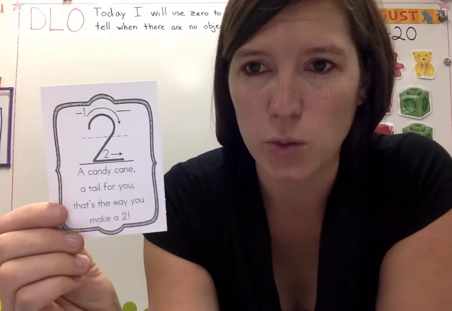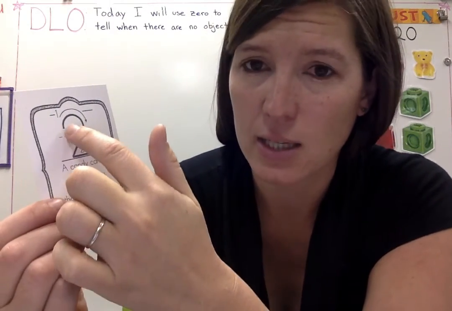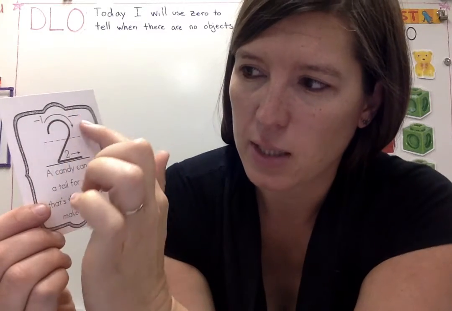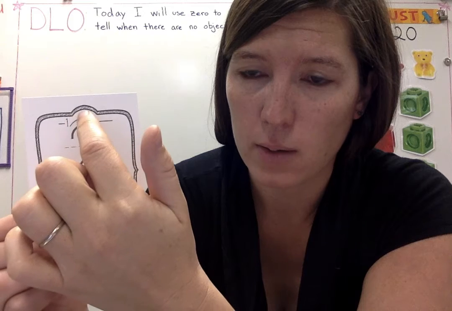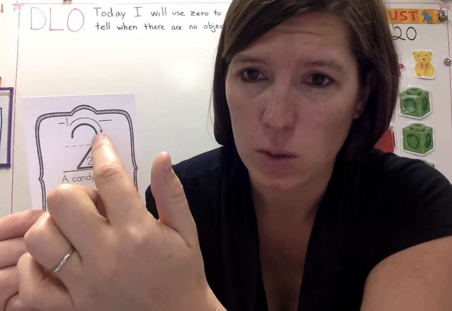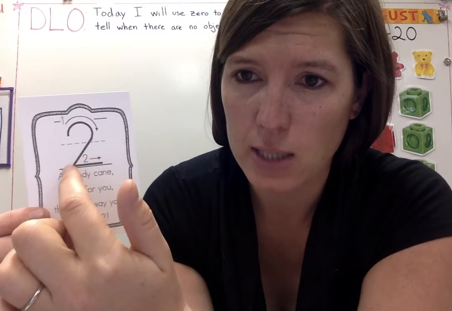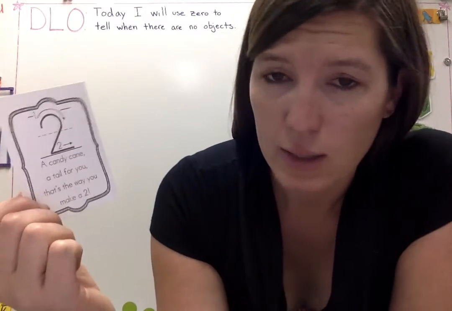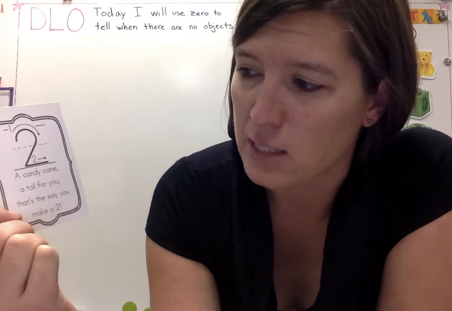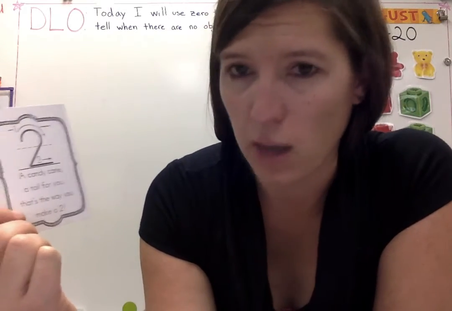This is the number 2. You start just below the sky, just like you're writing an S, but backwards. But S starts just below the sky, so does number 2. You go around, you touch the sky, you make a diagonal slant. Once you hit the ground, then you pull back. This poem says, a candy cane, a tail for you, that's the way you make a 2.